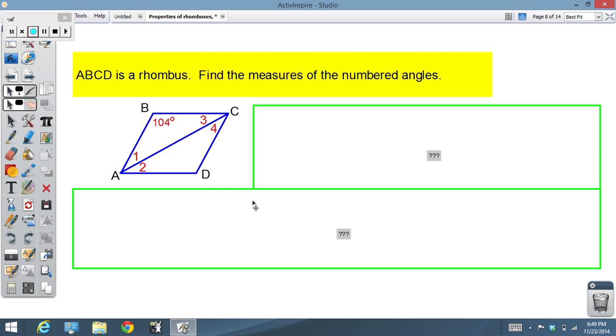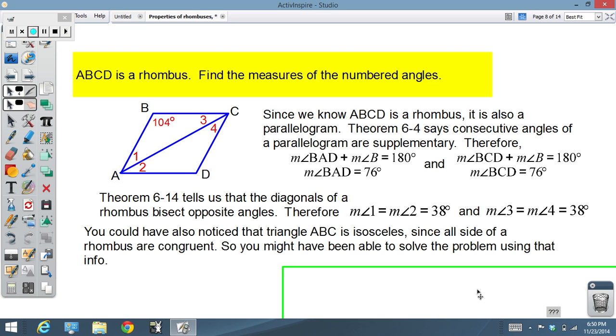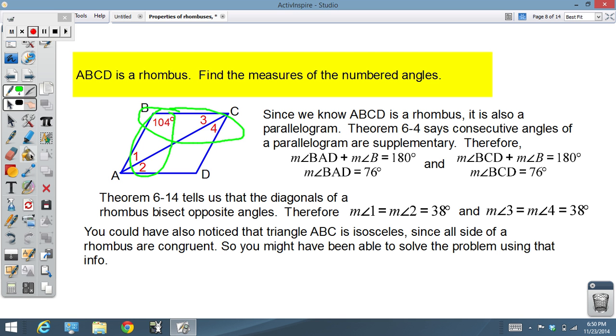ABC is a rhombus. Find the measure of the numbered angles. Pause. Answer coming. All right, there are a bunch of ways we can do this one, pretty simple though. We know it's a rhombus, therefore it's a parallelogram. By Theorem 6.4, consecutive angles are supplementary, so these two must add up to 180. Same with these two.